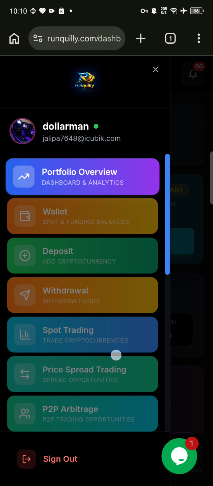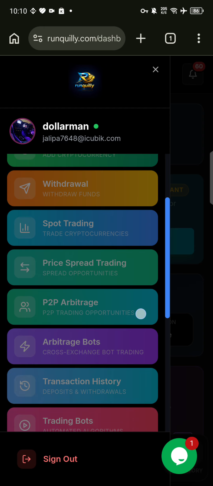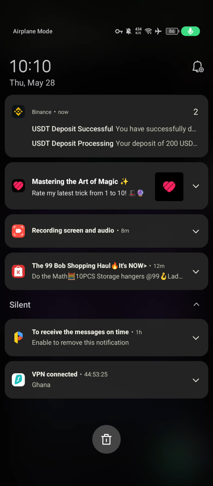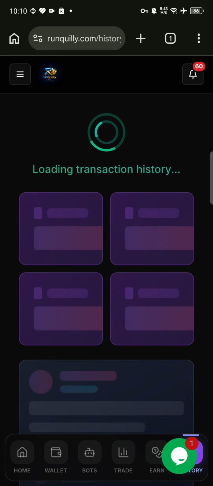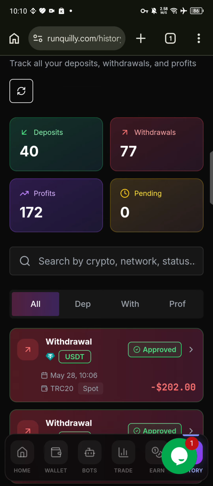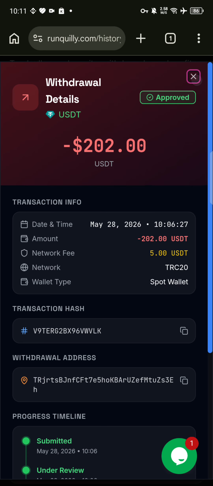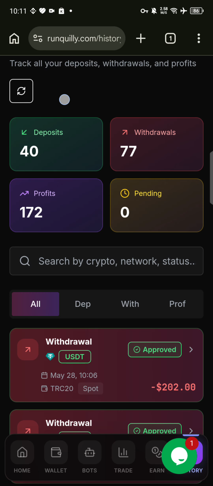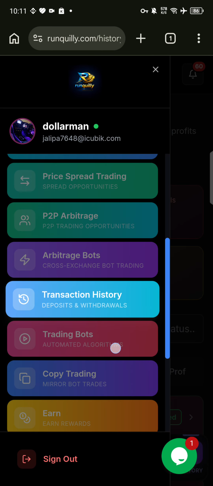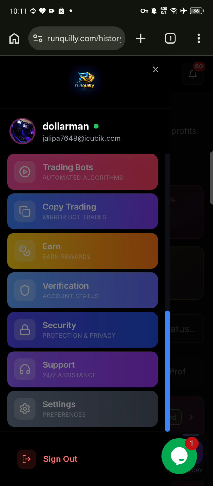So guys, my withdrawal has been approved. Let's check in transaction history. It has been approved. We can also check it here. You can see successful deposit on Binance and in transaction history, withdrawal approved. So we are good. Let's do copy trading. And I said I'll be approving the first 300. Make sure your capital is more than 300.